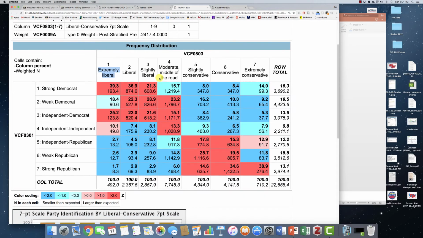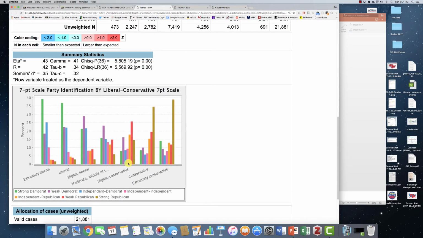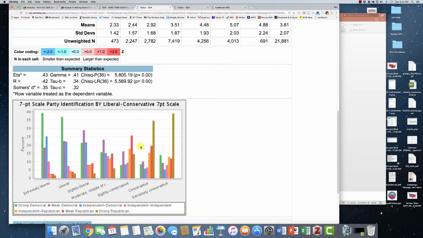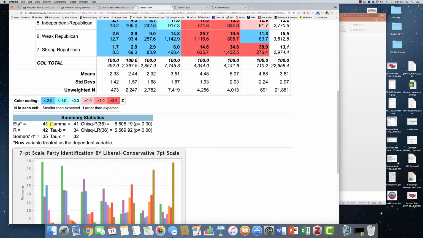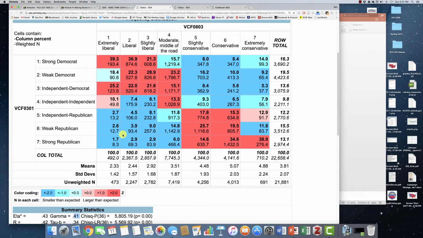So you can actually look at this in the SD database. I just did another analysis, and this is a graph of what we see here, and you see very clearly that people who say they are extremely liberal are strong Democrats. People who say they're extremely conservative are strong Republicans. So that makes sense. But here's our gamma. Here's our gamma coefficient, and some of those other coefficients as well. This is your lambda here, actually. So this is your gamma coefficient. Our gamma coefficient is a positive 0.41.